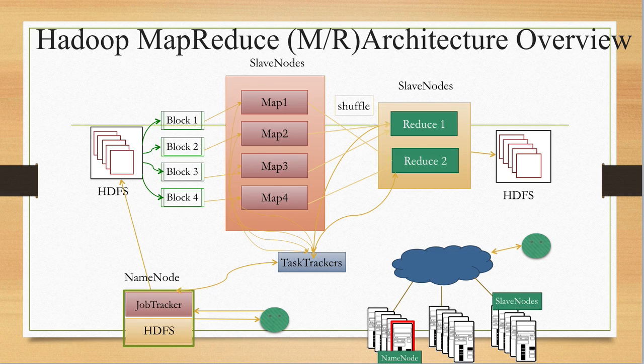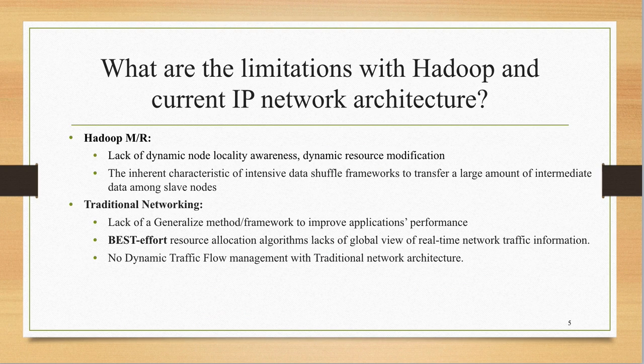The shuffle data we talk about here matters a lot and has a great impact on the overall job running time. Our initial motivation is to reduce its running time from the networking perspective. The limitation comes from Hadoop and the current IP network itself.